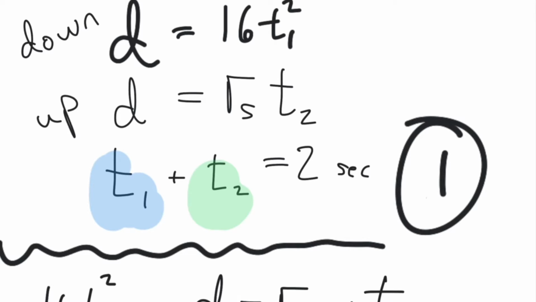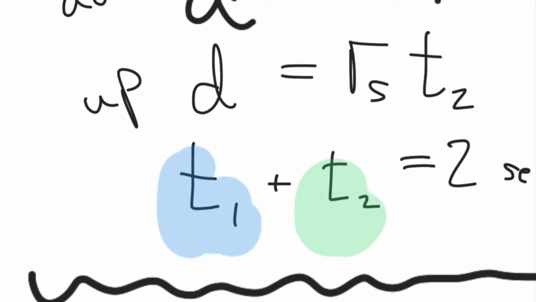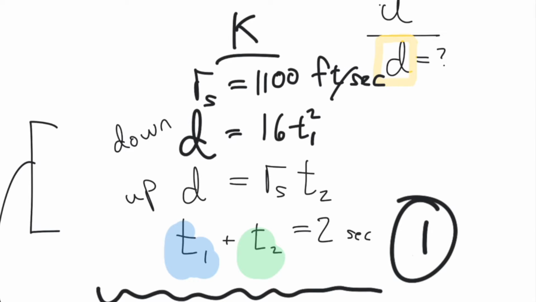t1 plus t2 is equal to 2 seconds. And then we're going to change these t1 and t2 into the one unknown, which is d. So we're going to write t1 as an expression of d and t2 as an expression of d, and we're going to solve. The knowns, just to recap, is that the rate of sound, the speed of sound, is 1100 feet per second. The equation that governs distance traveled down is d equals 16 t1 squared. That's the time of the first part of the journey. But going back up, the equation that governs the sound is d is equal to rate of sound times t2, the amount of time it takes for the sound to travel up times the rate of sound.